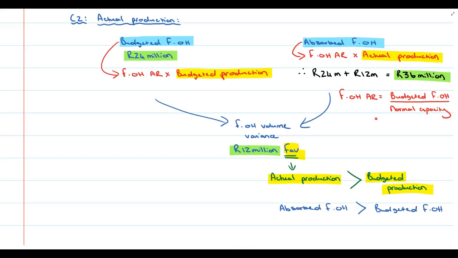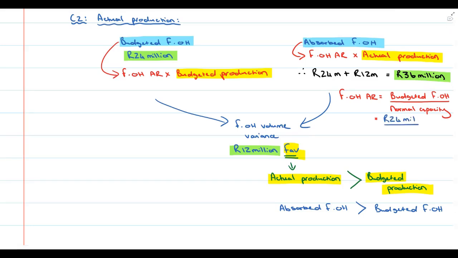Why do we use the budgeted fixed overhead instead of the actual fixed overhead? Remember, guys, we perform this calculation at the beginning of the year so that we can cost our inventory. And at the beginning of the year, we don't know the actual fixed overhead. We only have the budgeted fixed overhead. So the allocation rate is always calculated using the budgeted fixed overhead. So the budgeted fixed overhead is 24 million rand.